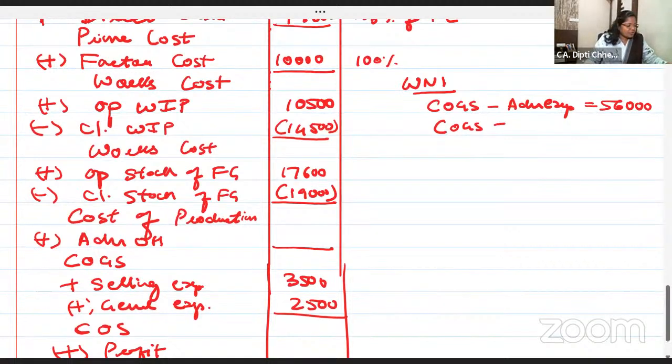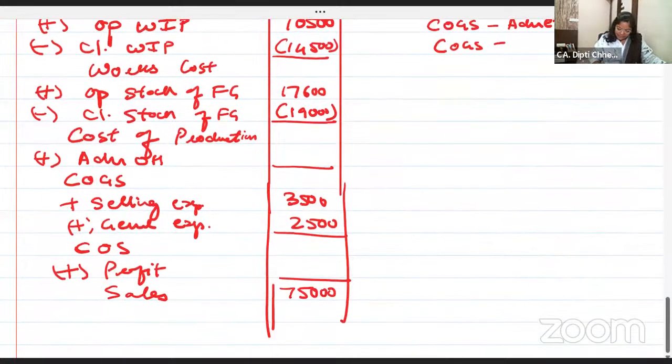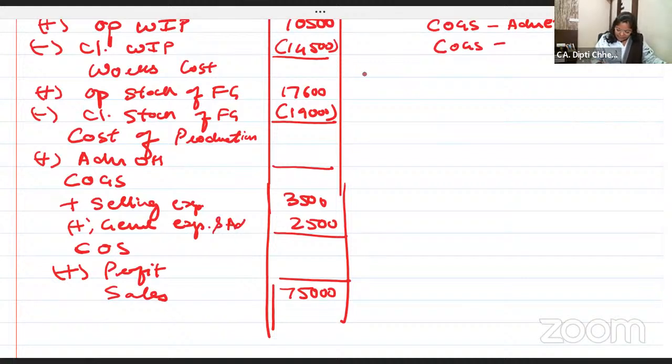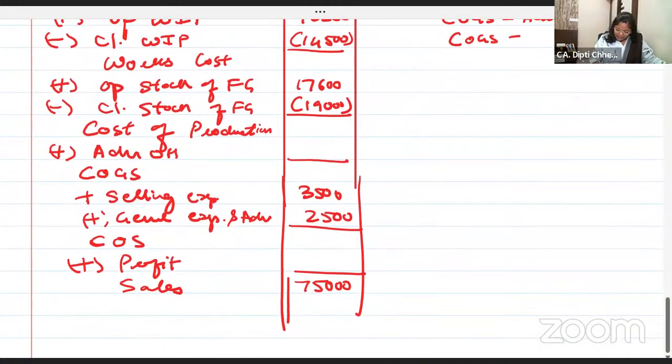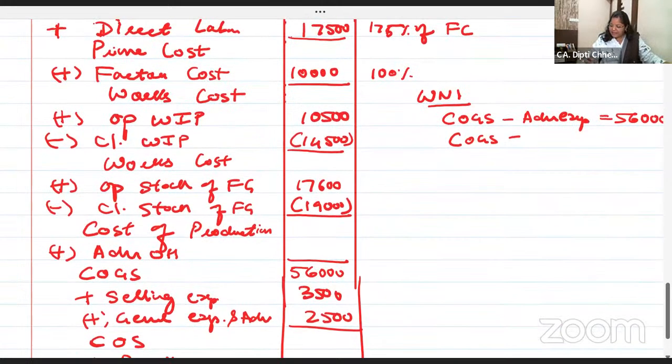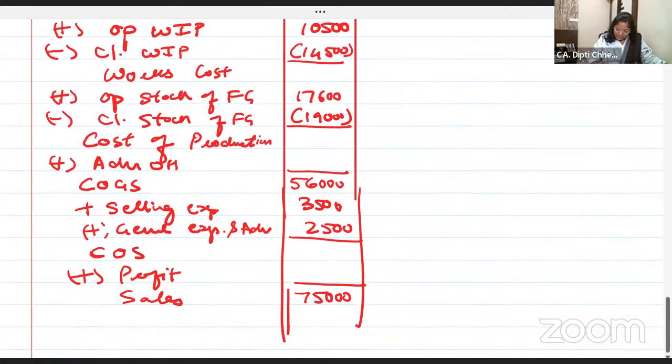Cost of the goods sold, excluding the administrative expenses. Administrative expenses are combined with the general expenses, and they have given that here. So cost of the goods sold excluding administrative expenses is 56,000. This is given ready. No need to make the working also. Administrative and general expenses are common, so you can write general and administrative expenses.